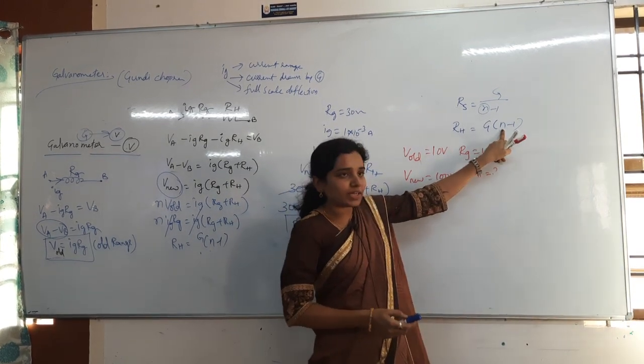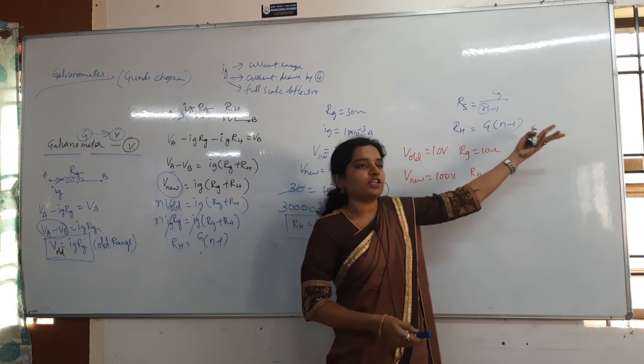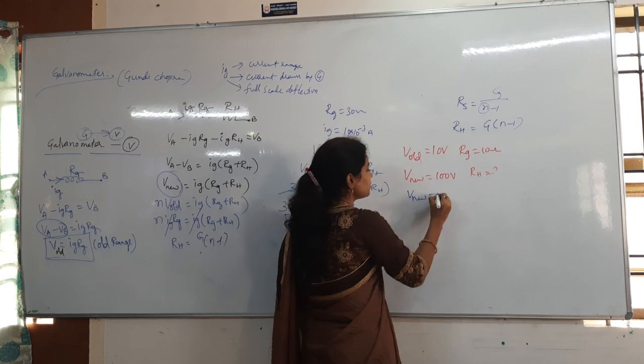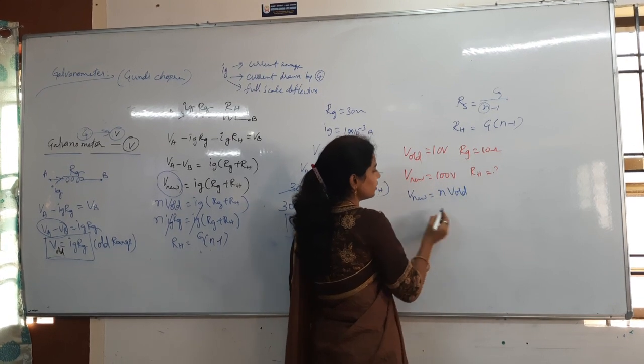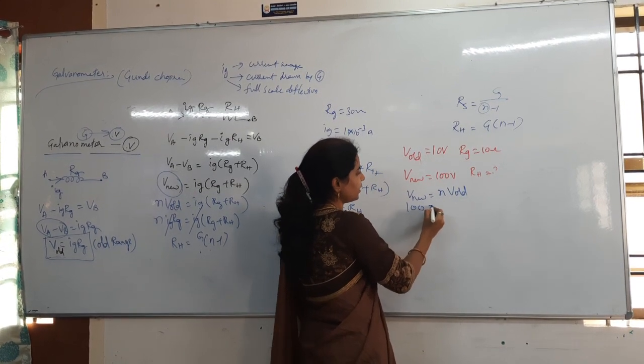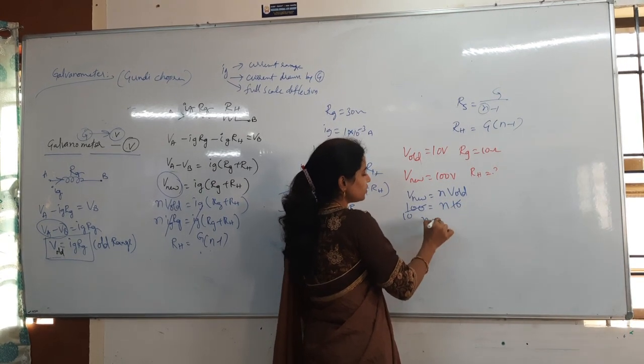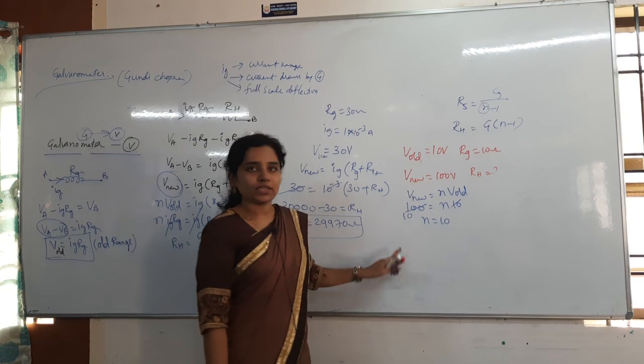N is equal to 10, and then RH is equal to RG into N minus 1. So here V new is equal to N times V volt. V new is how much they have given? 100 is equal to N times V volt, which is 10. Then N is equal to how much here? 10. N is equal to 10.